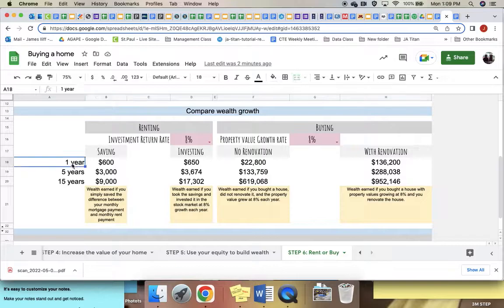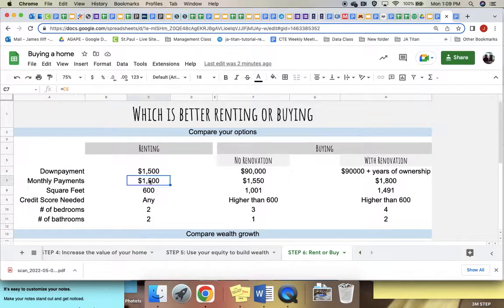Now check this out. I have it set up on 1 year, 5 years, and 15 years. And I have 4 options. I say, hey, let's imagine that you're a renter. And let's imagine that this would be the savings that you earn from the difference of renting at $1,500 a month, or buying a house with no renovation, or buying a house with renovation. These are your monthly mortgage payments. Now again, this is all dynamic. So when a student enters their information, this is all going to update and be personalized for them.